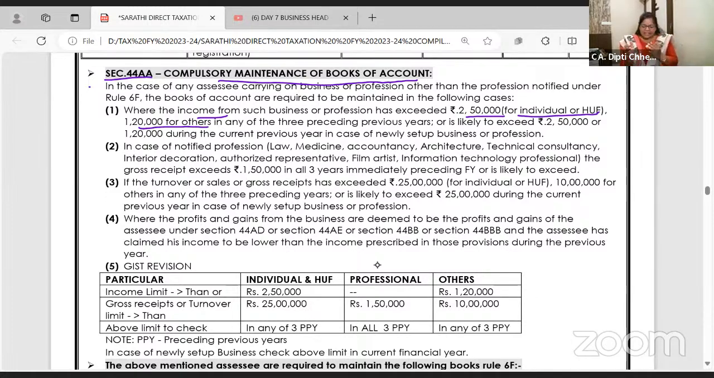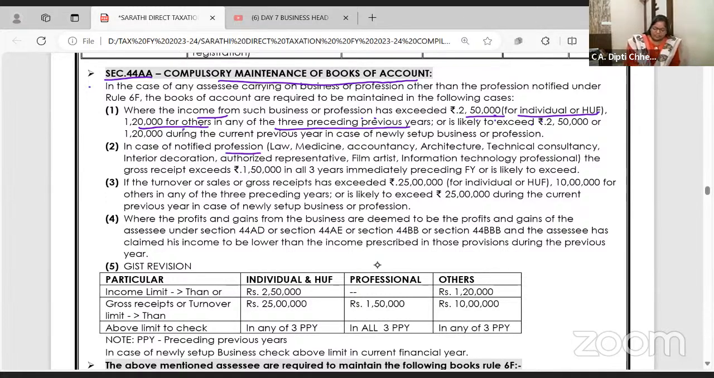Your yearly income, if it crosses 1,20,000, means monthly income kitni hui? 10,000. So you say, ma'am, a small paan wala will also come into this. True. So if your income exceeds 2,50,000 for individual and HUF, and for others 1,20,000, in any of the 3 preceding previous years, pehle ke 3 years, or is likely to exceed, then maintain the books of accounts. Is this clear to all of you?